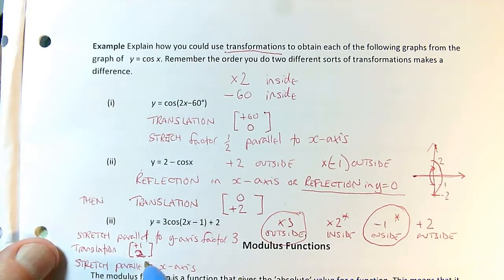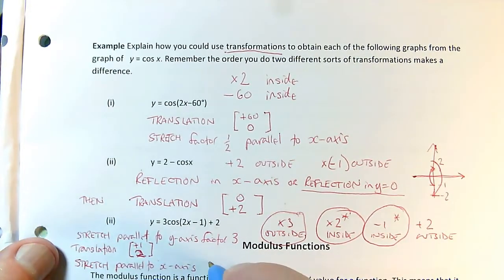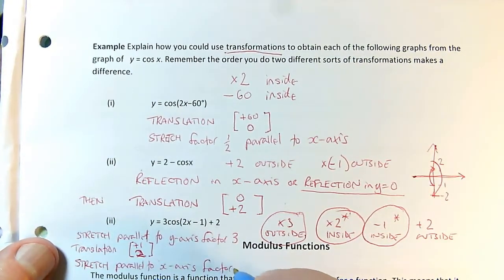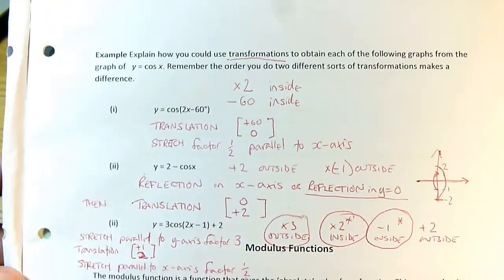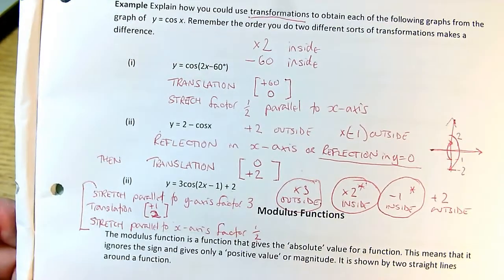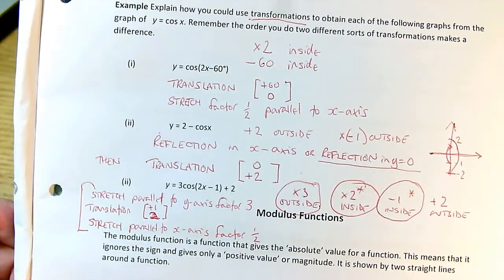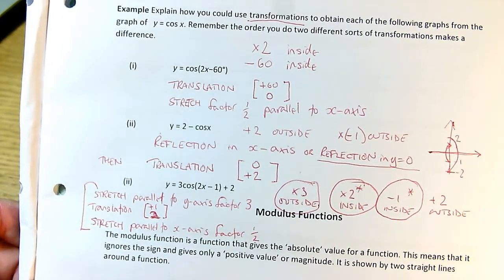And then finally I've got a stretch parallel to the x-axis coming from this times 2, but it's going to have an accident because it's inside the house, so it's going to be stretch factor 1/2. So that is my set of transformations. There are 4, but 2 of them have turned into a single translation of (1, 2). And that's all those transformations. Hurrah!